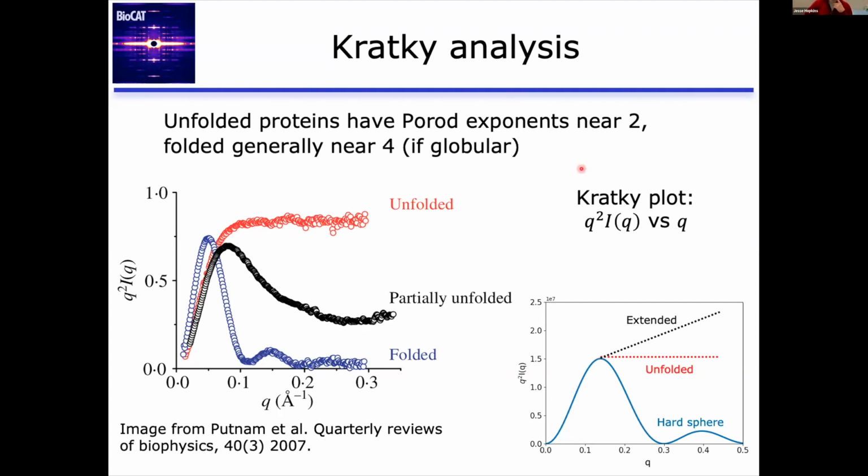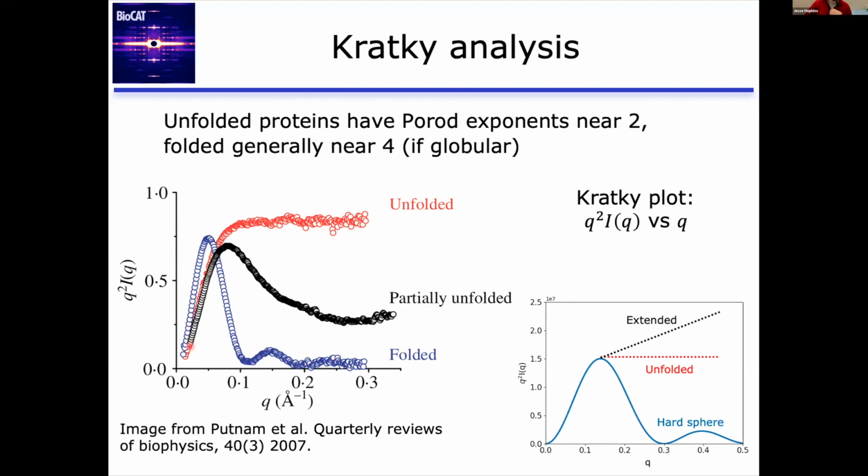So here, as I said on the previous slide, unfolded proteins have Porod exponents near 2, and folded generally have exponents near 4 if they're globular. So a Kratky plot is where you take Q squared times I of Q versus Q. If you have something that's well folded, it's going to come up a bit. This part is the Guinier range, which is exponential, right? And then it'll come back down pretty quickly because Q squared times Q to the negative 4 is still Q to the negative 2, and that's fast decay.